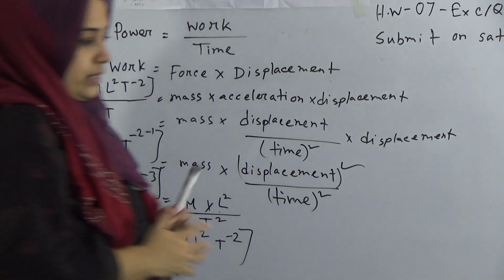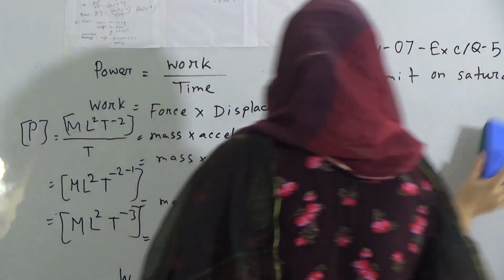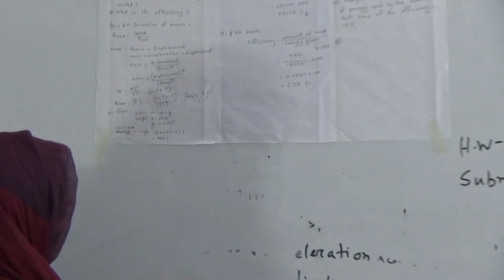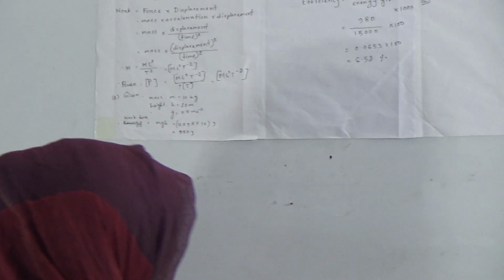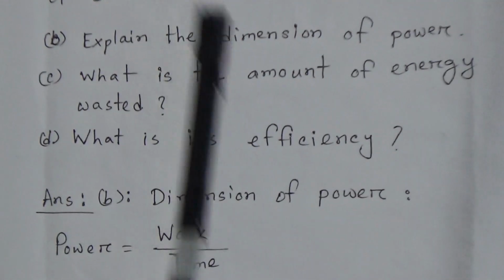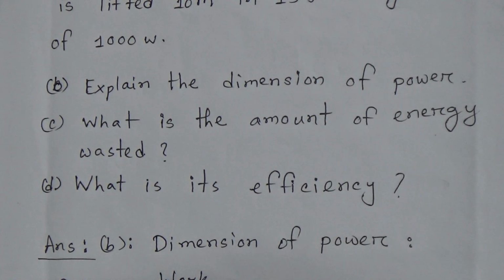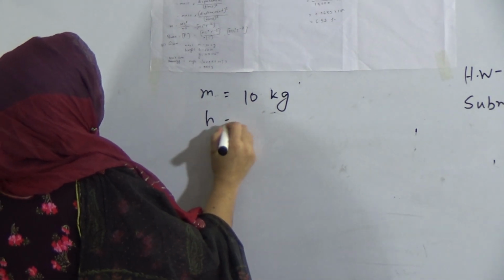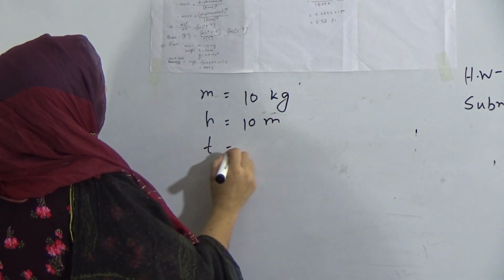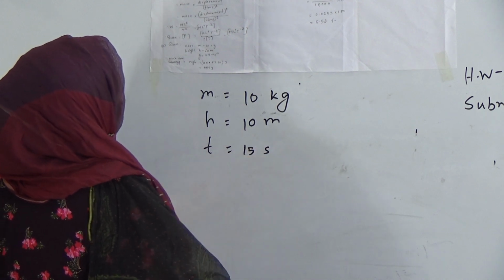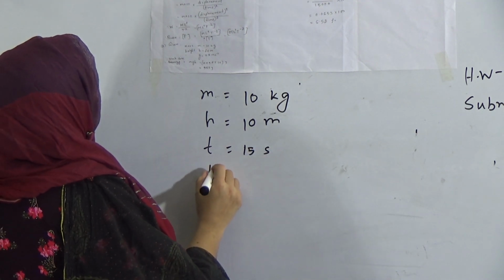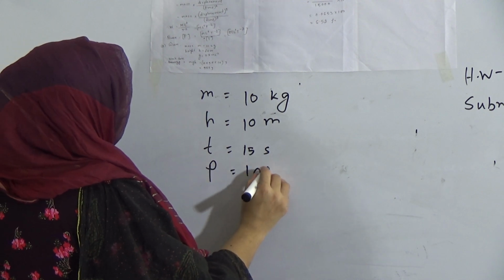Okay, my dear students, next we will solve question number C. What is the amount of energy wasted? So my dear students, at first you have to write what is given in the stem. Here in the stem, the mass of that object is given as 10 kg, height equals 10 meter and time 15 second, and power is also given as 1000 watt.